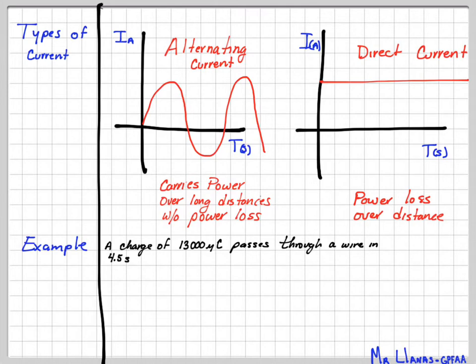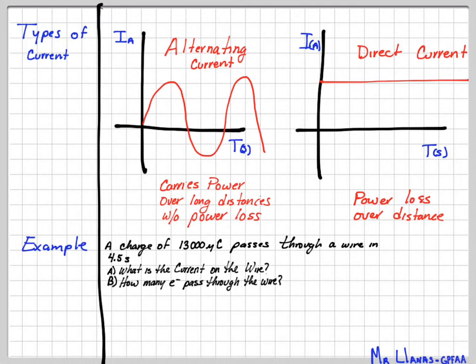Okay, so let's look at our example. It says a charge of 13,000 microcoulombs passes through a wire in 4.5 seconds. So we have the charge and the time. A, what is the current in the wire? We need to find the current. And B, how many electrons pass through the wire? Let's look at the current first. We have to change microcoulombs to coulombs, because our units need to be in coulombs. So our charge is actually 0.013 coulombs.